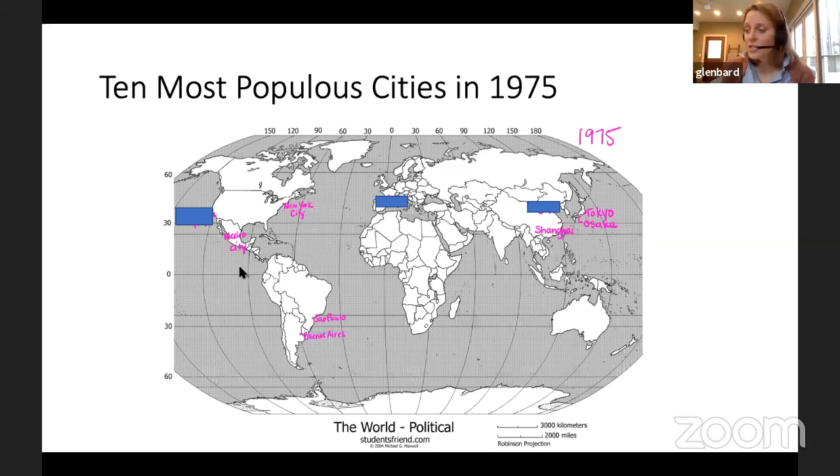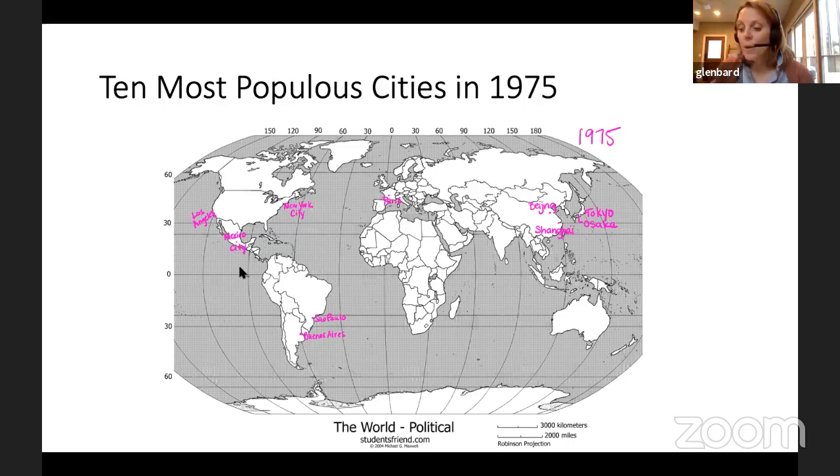Buenos Aires, Argentina, another coastal city. Got to bring LA in there. Paris, France, and Beijing, China. Just take a minute to look at this map. Take a look at kind of where they're situated across the globe. Take a look at, are they in MDCs? Are they in LDCs? Okay, let's see what happens.